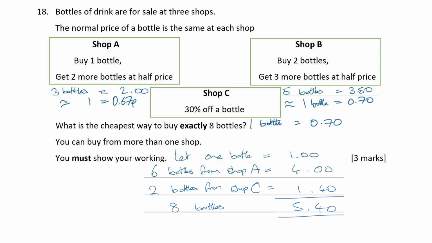With these sorts of questions, just need to make sure you're showing sufficient working. Here we've worked out the unit cost of the various combinations, plus we've worked out the cheapest combination, so that should be sufficient for our 3 marks.